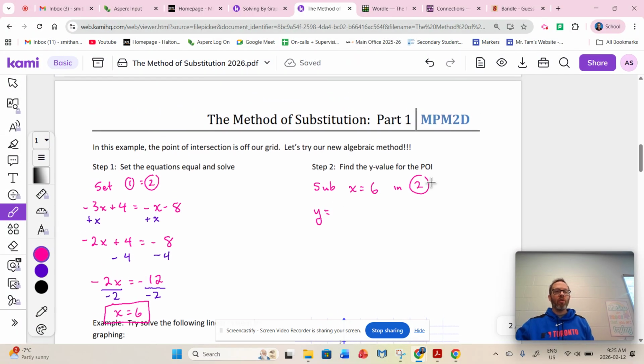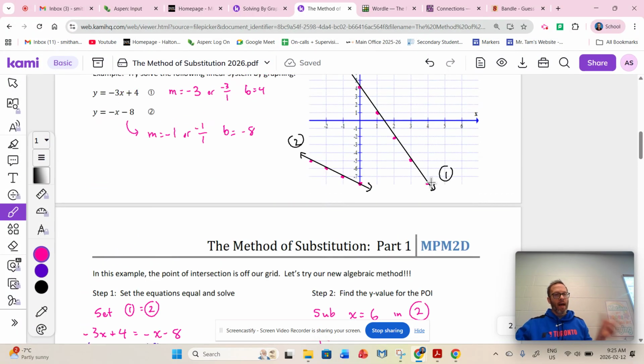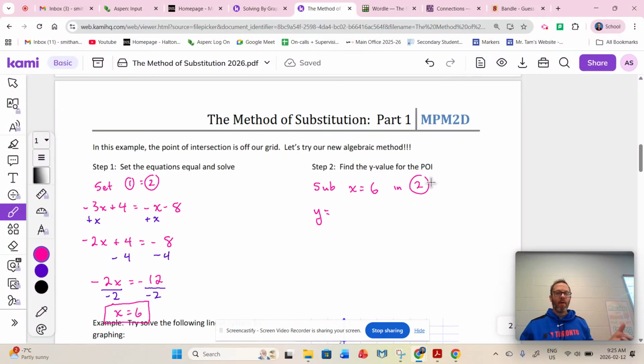So our second equation is y equals negative x minus 8. So take the negative of x and then subtract 8. So the negative of 6 and then subtract 8. So basically, guys, it's negative 6, subtract 8. It's negative 6 outside. It drops 8 degrees. We are at negative 14. And if you plugged it into the first equation, you should have got negative 14 as well.